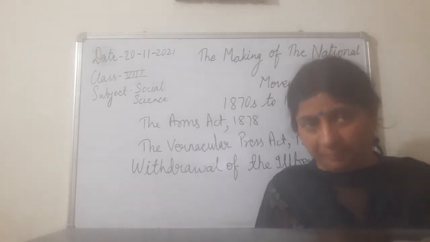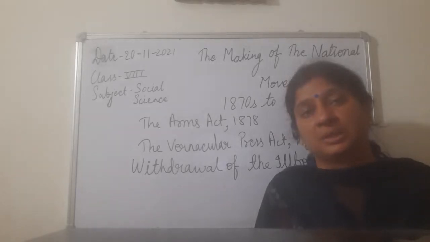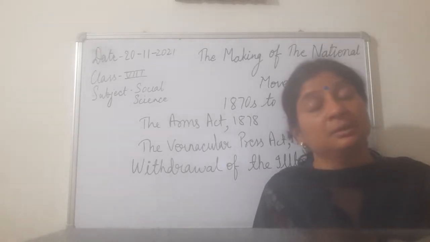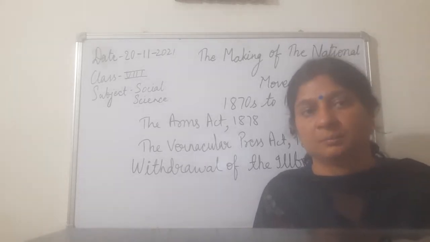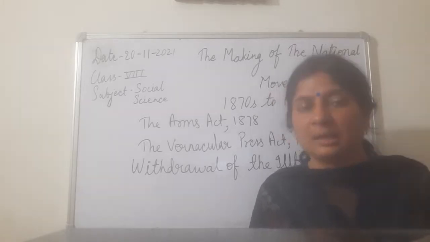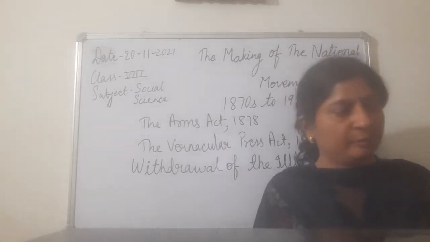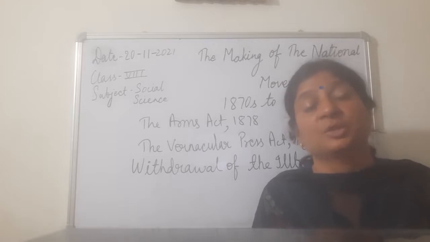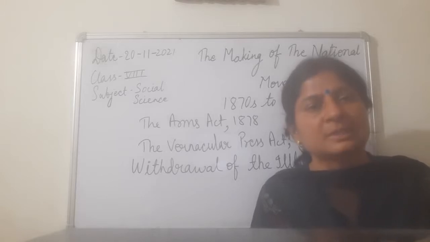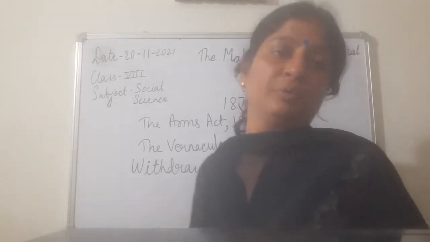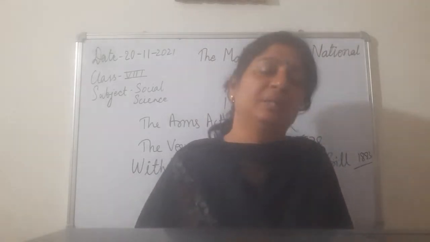So this Ilbert Bill was aiming at bringing equality between Indian and British judges, but the whites were not ready to accept this equality. That is why they opposed this bill, and finally it could not be passed, and this caused a high level of anger and dissatisfaction among the Indians. And this withdrawal of the bill actually depicted the racial attitude of the British.